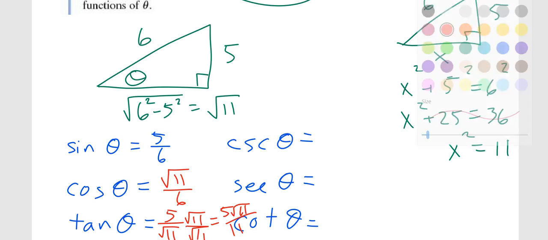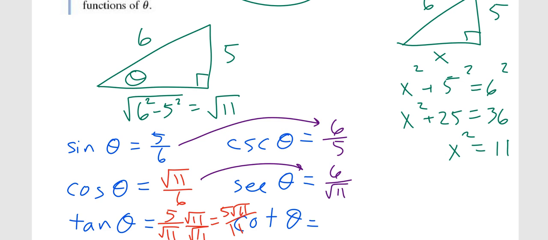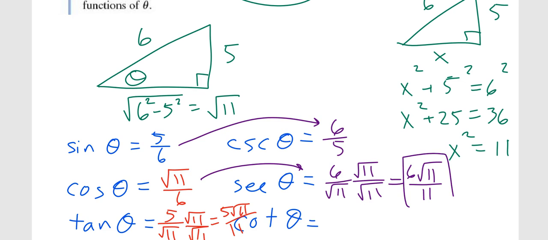How about the cosecant? 6 over 5. That was nice. How about the secant? 6 over radical 11. The math teacher is forced to rationalize just because it's been programmed into him. Yes. Okay, and how about the good old cotangent? Radical 11 over 5.